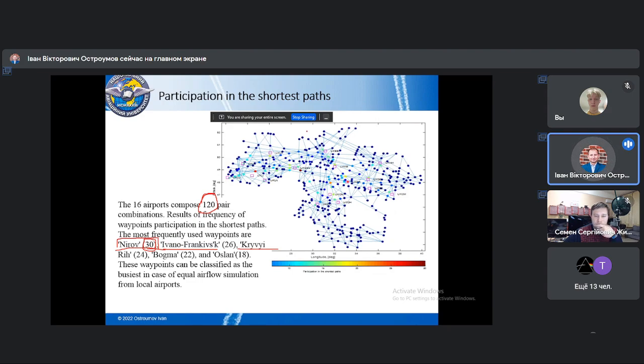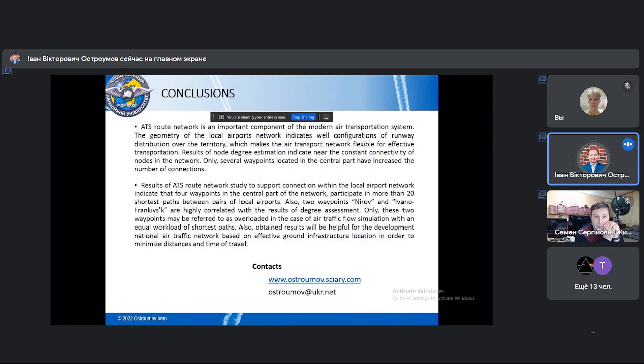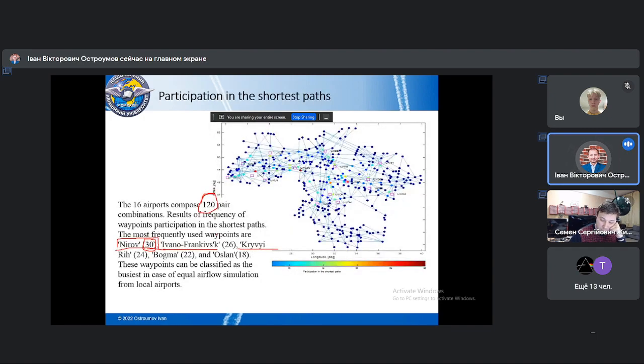And also you can see here a representation of the participation of waypoints in the shortest path between combinations of airports in air connection for supporting local air traffic in Ukraine. And probably for today that's all. That's why the conclusion you can see on my slide. If you have any questions, I will be glad to answer.